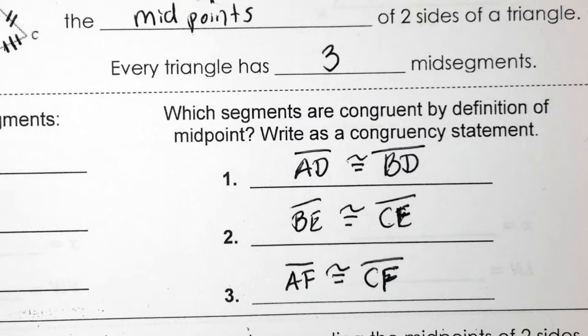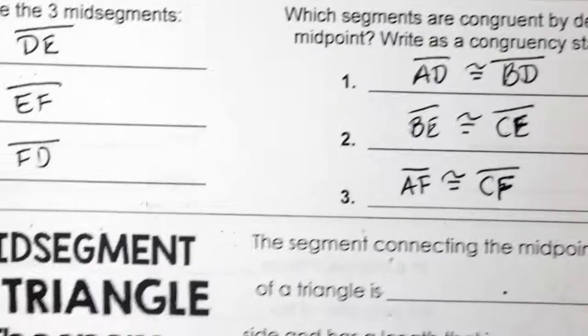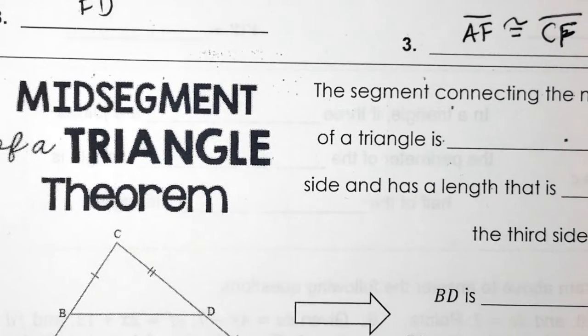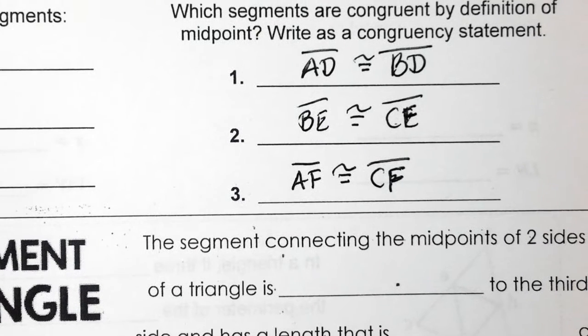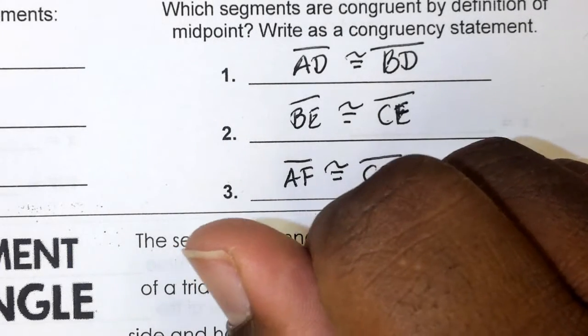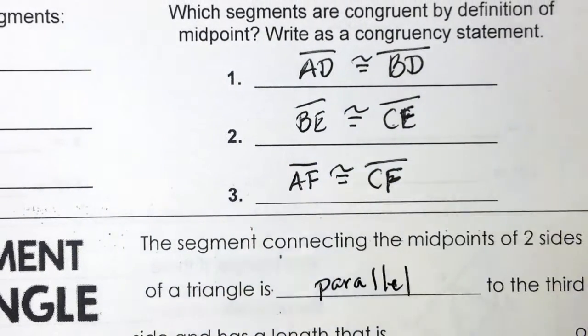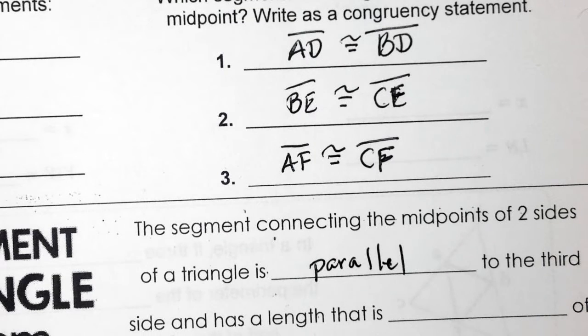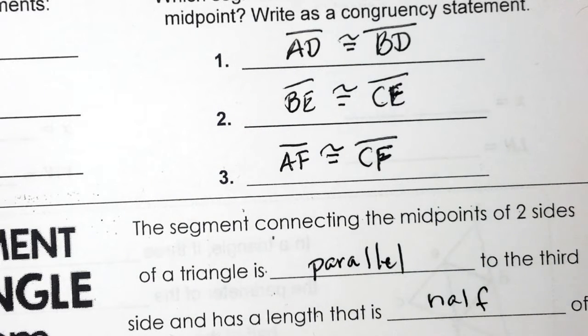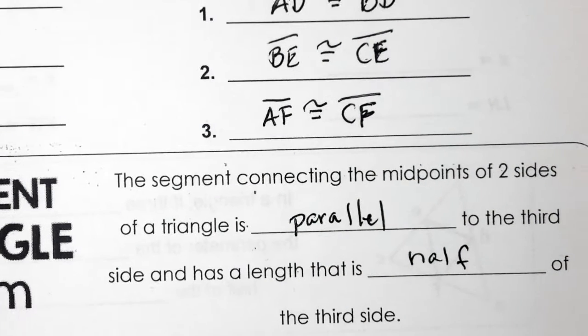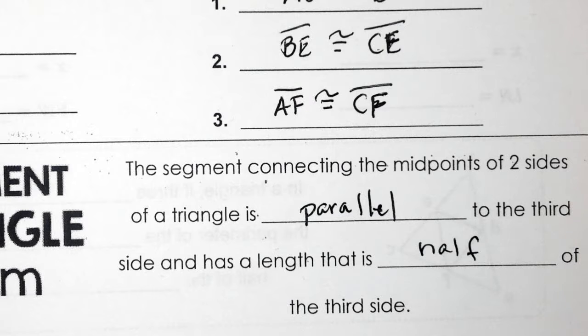Sliding on through. Mid-segment of a triangle theorem. So here's the theorem. The theorem says the segment connecting the midpoints of two sides of a triangle is parallel to the third side and has a length that is half of the third side. That is the mid-segment theorem.